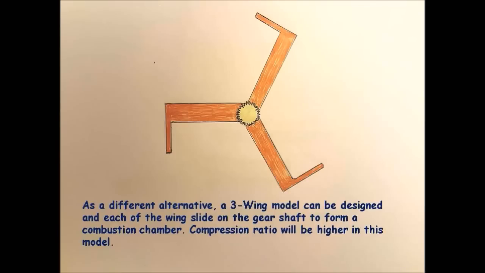As a different alternative, a 3-wing model can be designed, and each of the wings slides on the gear shaft to form a combustion chamber. The compression ratio will be higher in this model. The important thing in this system is that each wing slides on a gear system and 2 of them lock down with the motion of the revolving head while making a combustion chamber.